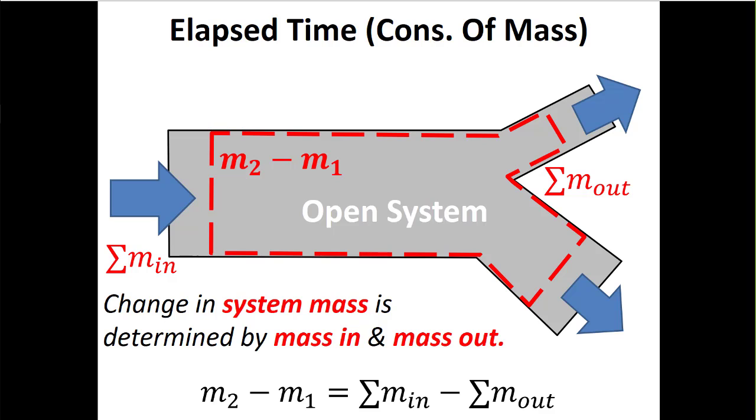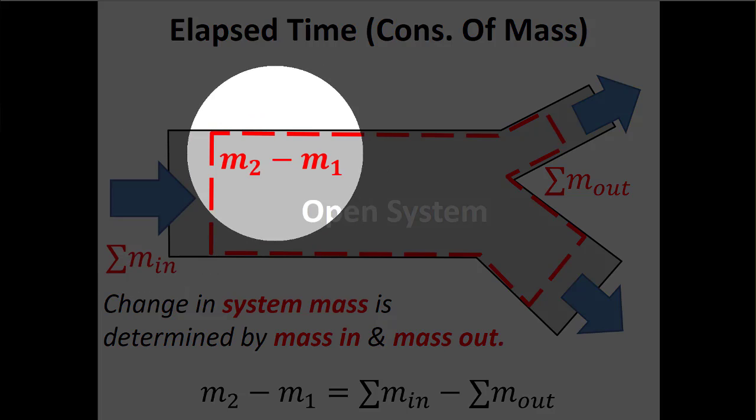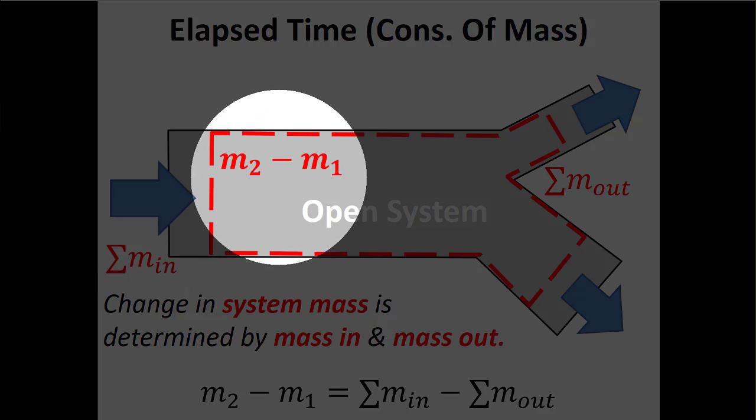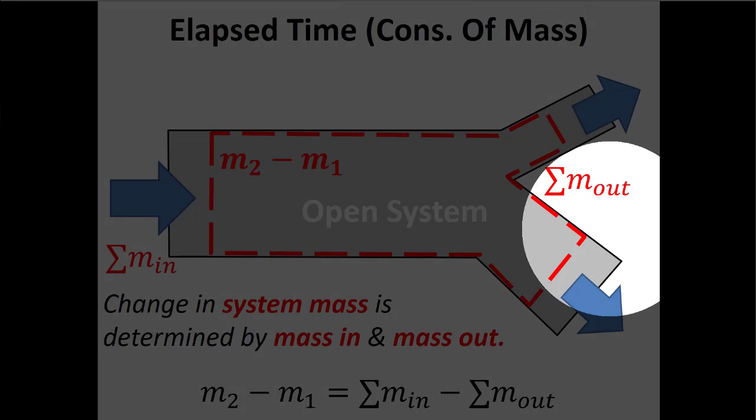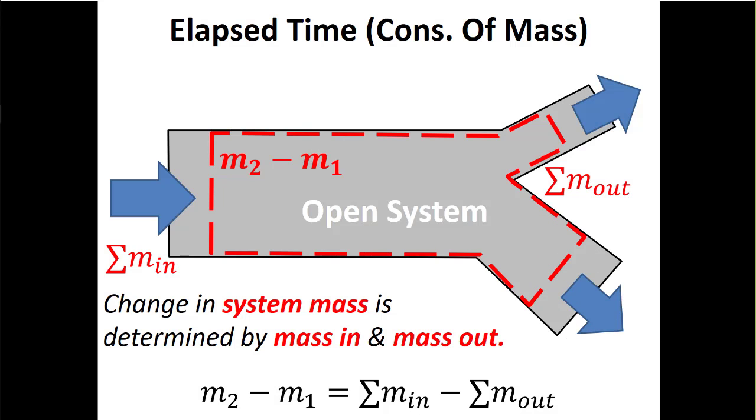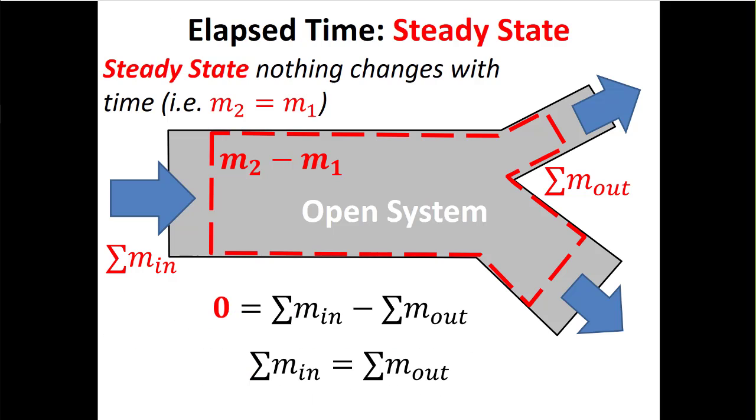Right, so I drew this sketch, right? And I said that, well, what we know, if we look at elapsed time, which we don't often do with open systems, but if we did, then we know that if I want to know the difference in mass between the beginning and the end of my process, I just have to count all the mass that comes in over time and all the mass that goes out over time, right? The change in mass is equal to the sum of the mass that comes in minus the sum of the mass that goes out.